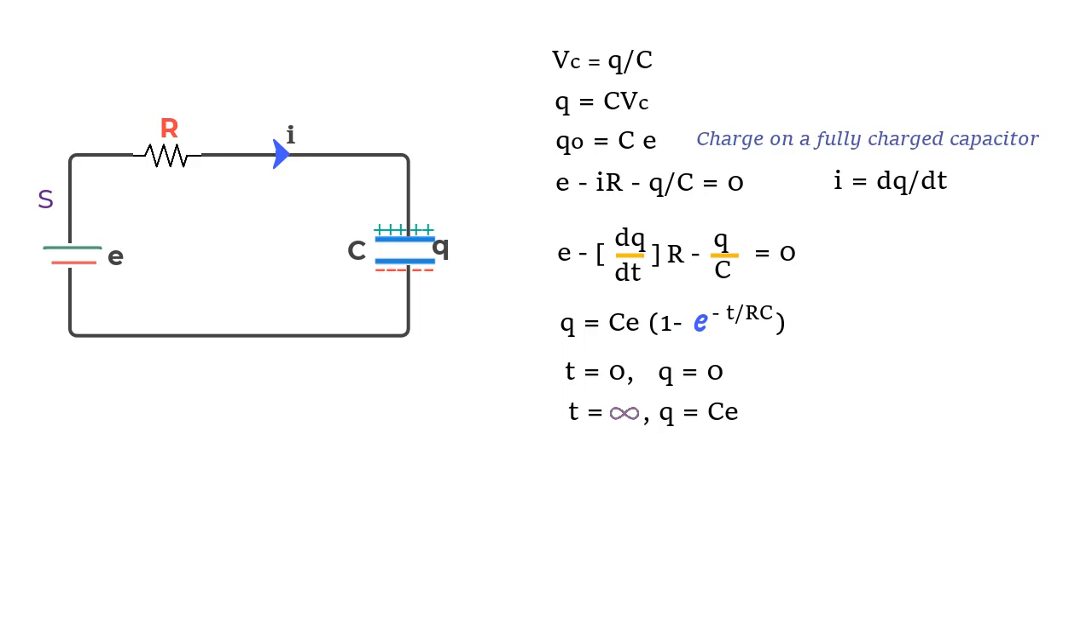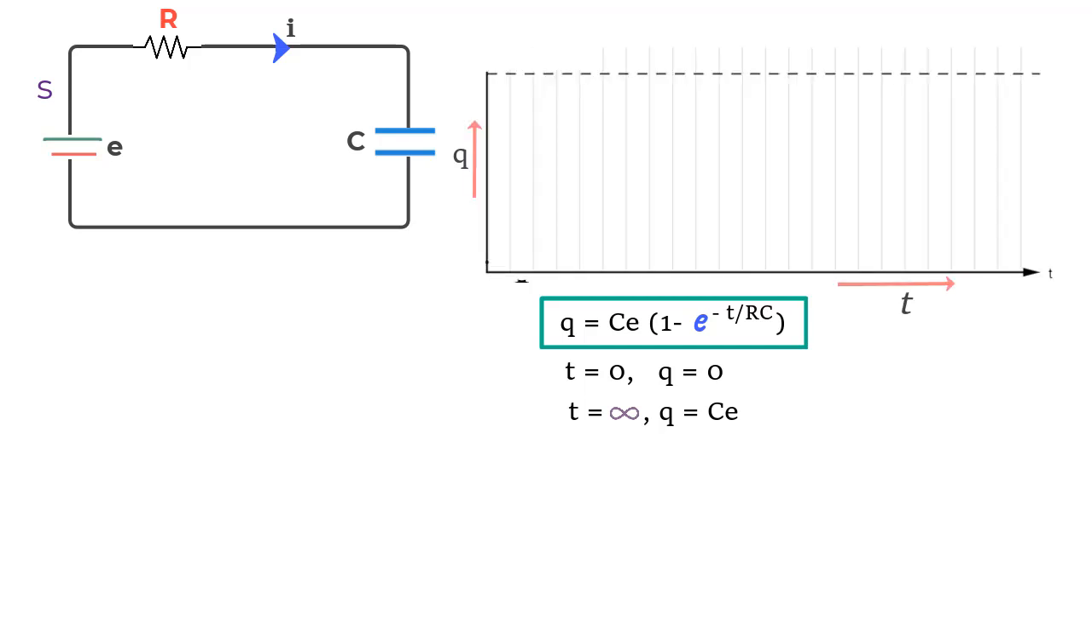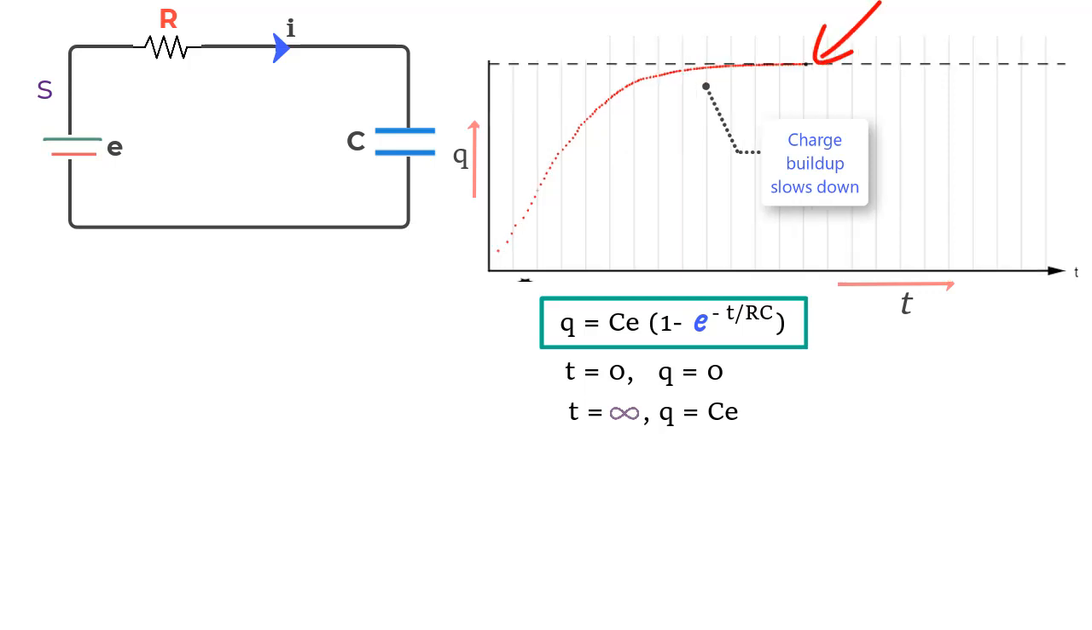So if we make a plot of charge buildup on the capacitor versus time using this equation, this is what the graph would look like. So you can see that at first the charge builds up very fast, but with time the buildup slows down, and this line becomes an asymptote to the curve. That is, the curve will touch this line only at infinity.